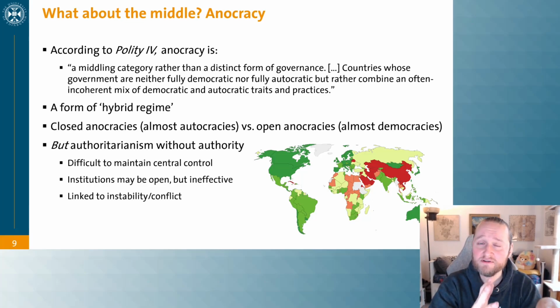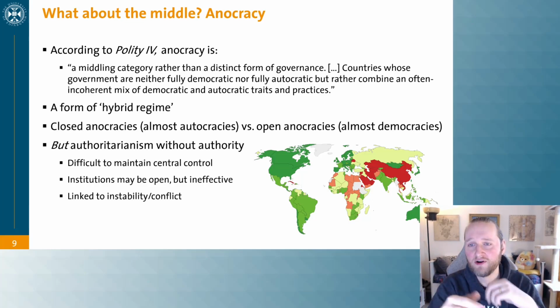So those are neither democracies nor autocracies, but they are, as Polity4 calls this, a middling category rather than a distinct form of governance. Countries whose governments are neither fully democratic nor fully autocratic, but rather combine an often incoherent mix of both traits and practices.